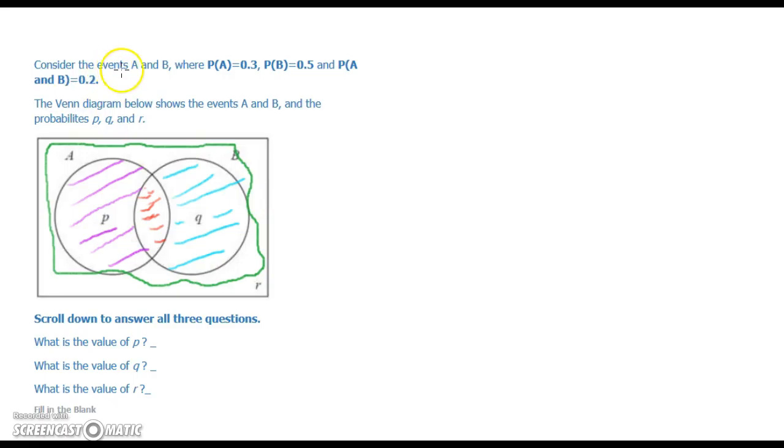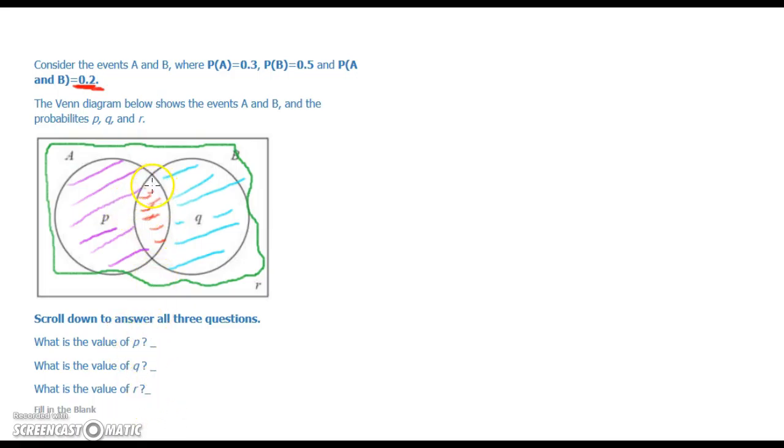So consider the events A, which is the left circle, and B, which is the right circle, where the probability of A is 0.3, the probability of B is 0.5, and the probability of A and B is 0.2. So that's the red section. The red section is 0.2. The Venn diagram below shows the events A and B and the probability P, Q, and R. So what I'm going to do here is identify what I know, and solve for P, Q, and R. I want to know the probability of P, Q, and R.